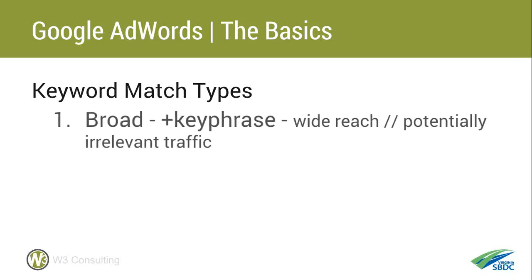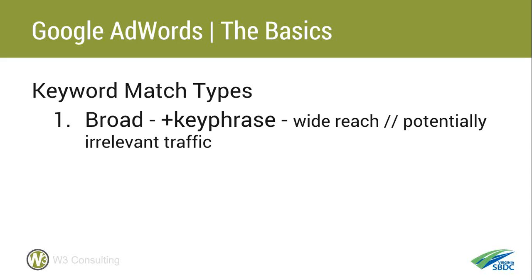The first way is what's called the broad match type. A broad keyword match type is where you put a plus sign in front of a key phrase or keyword, like putting plus athletic shoes into Google AdWords, and it knows that as a broad keyword match type. And as I talked about earlier, you have a wide reach if you use too broad a term. That's great that you have a wide reach. Is that part of your keyword strategy, though?